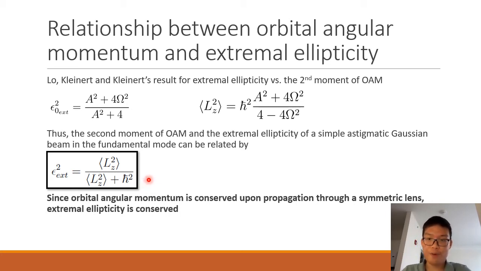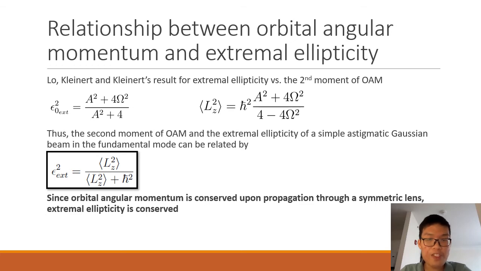So why is it important? Because it indicates that the OAM, which is a very abstract parameter, can actually be found by finding the extremal ellipticity, which is very physical and easily measured. And since orbital angular momentum is well known to conserve upon propagation through any symmetric lens, we have proven the conservation of extremal ellipticity, so achieving the main objective of our research.